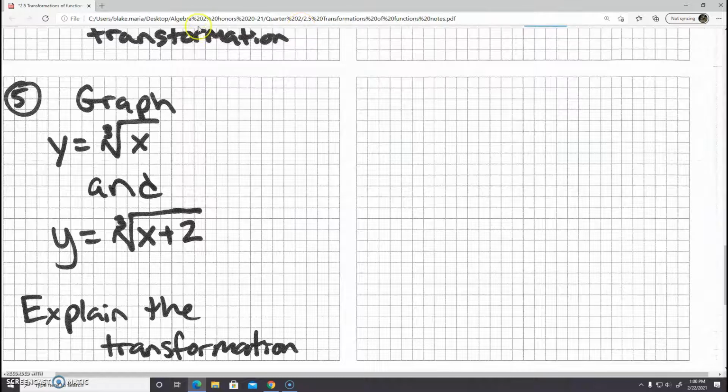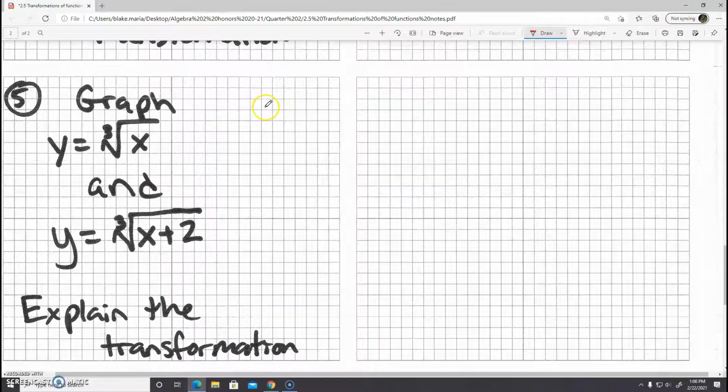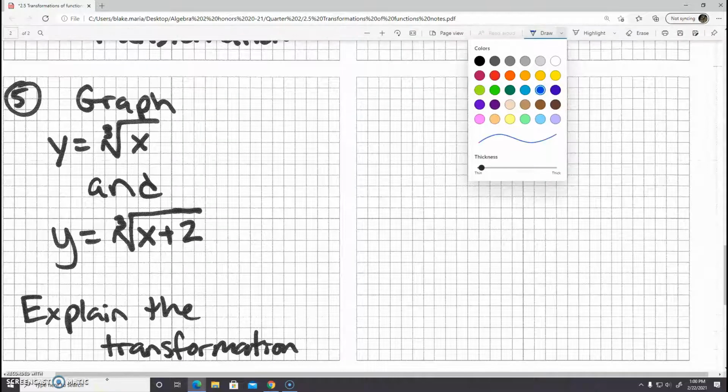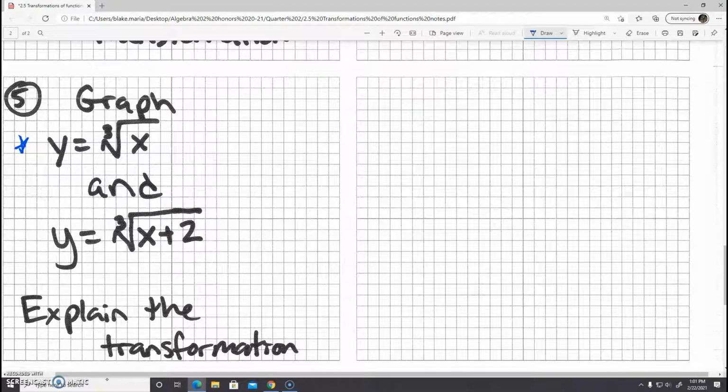Cube root of x. Again, when you're graphing this parent function, think of numbers you know the cube root of. So here, we know the cube root of 0 is 0. Cube root of 1 is 1. But we don't know 2, 3, 4. We know 8. Cube root of 8 is 2, because 2 times 2 times 2. And then you got the negatives. Negative 1, negative 8. So you got negative 1, negative 2.